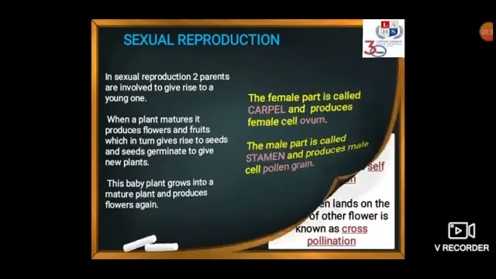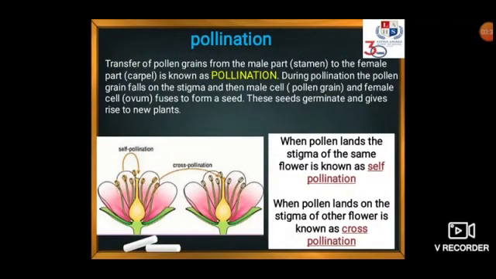The next topic is pollination. What is pollination? Transfer of pollen grains from the male part, that is the stamen, to the female part, that is the carpel, is known as pollination. During pollination, the pollen grain falls on the stigma. Now, stigma is the part of the female part of the flower.